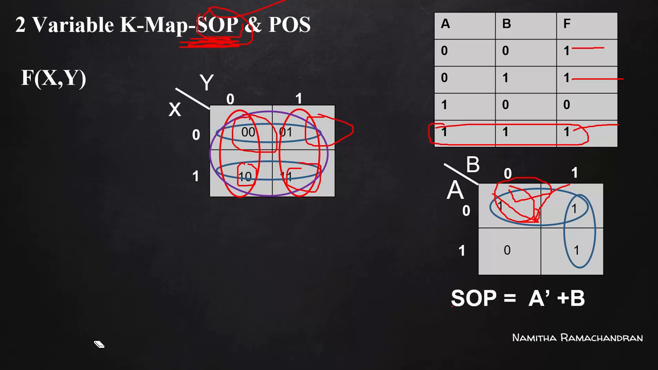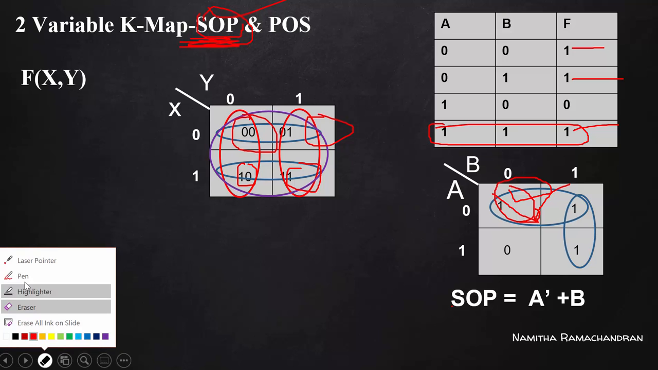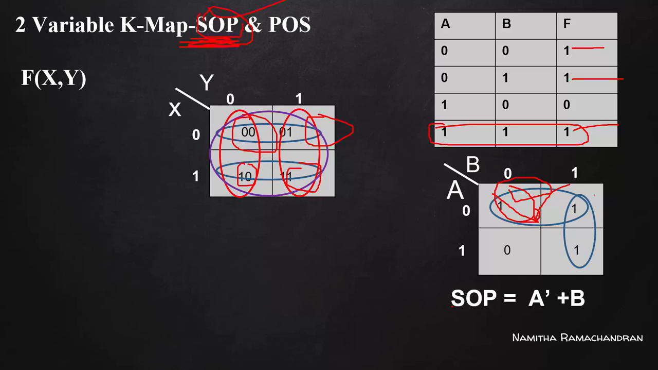Okay. So for this particular vertical group, which one is common? A is different. For this one, A is 0. For this particular one, A is 1. So A is different for this group. But B is common, and B has value 1. In SOP form, a variable with value 1, we need to represent in its original form. Okay, so this is the K-map simplified representation corresponding to the SOP form of this given function.